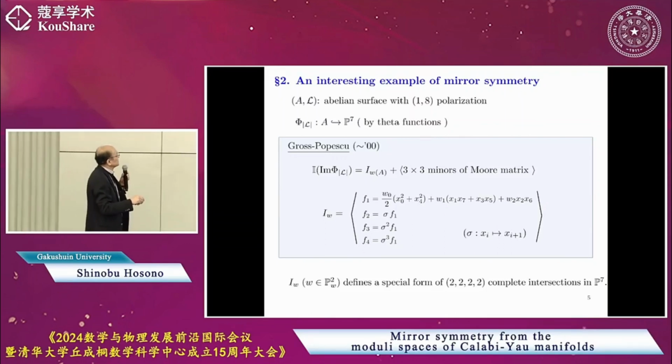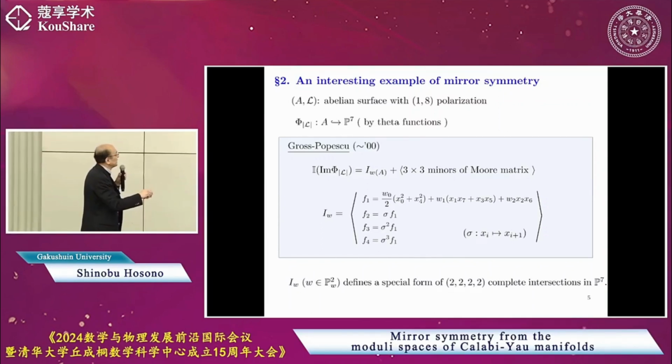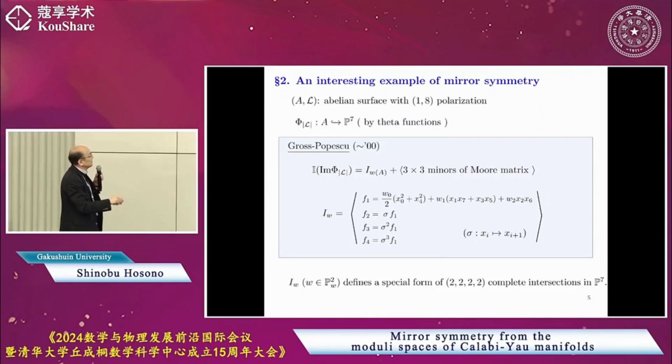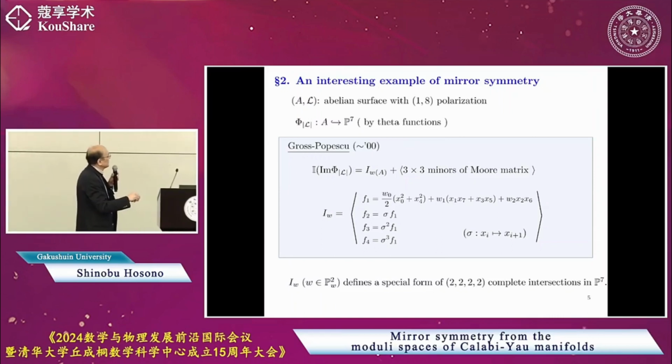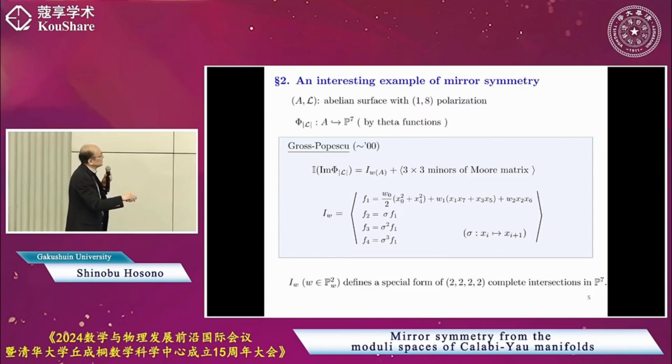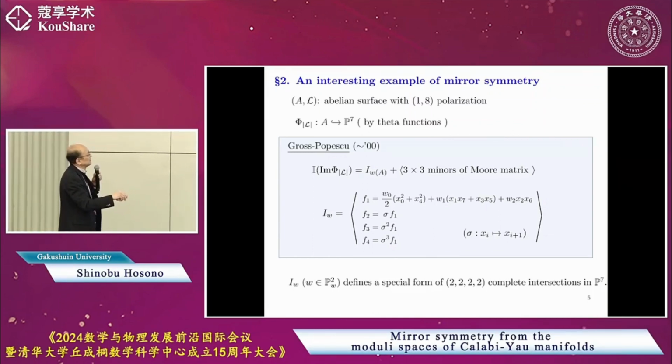And here, this case has been studied in detail by Gross and Popescu around 2000. The problem is what the image of this embedding is, namely, what the vanishing ideal of the image of this embedding is. Their result is as follows: a certain nice form of ideal, plus a little bit complicated part given by the 3 by 3 minors, a determinantal ideal.